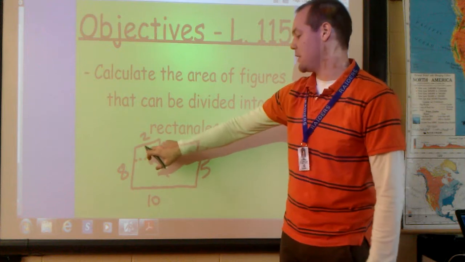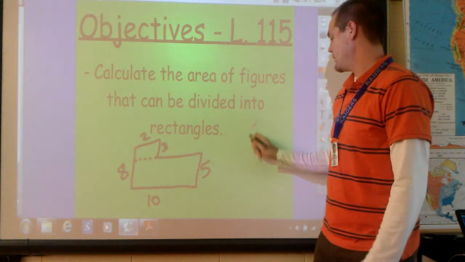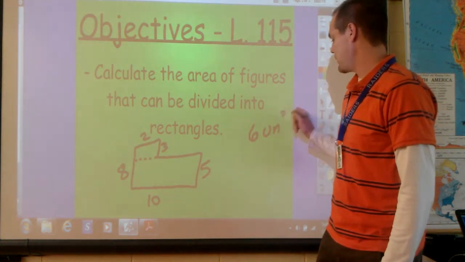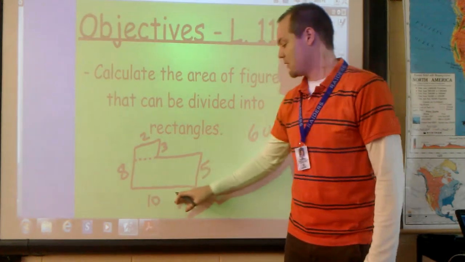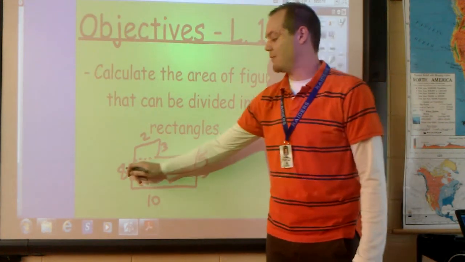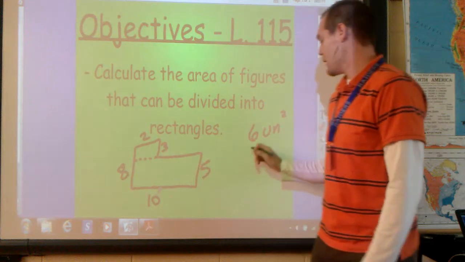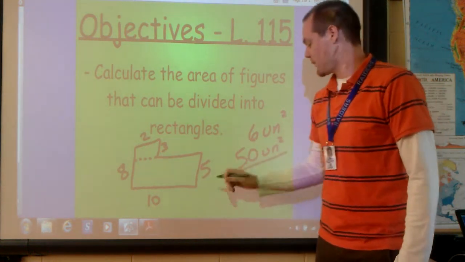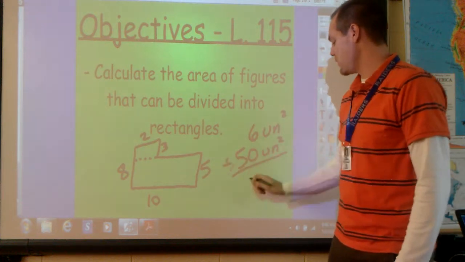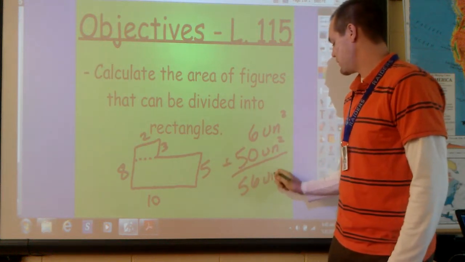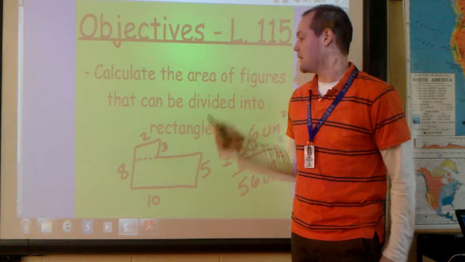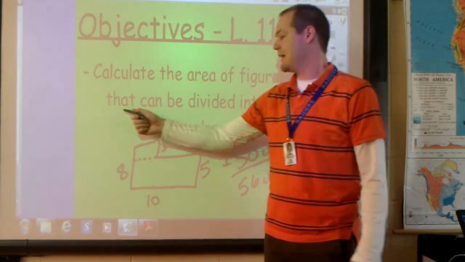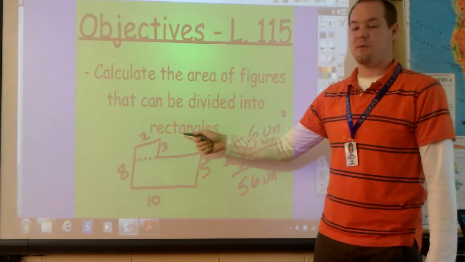The area of this shape, 2 times 3 is 6 units squared, and then I know that this length is 10, its width is 5, not 8. So I need to take 10 times 5 and you get 50 units squared. If you add that up, you'll get 56 units squared, and that is how you calculate the area of figures that can be divided into rectangles.